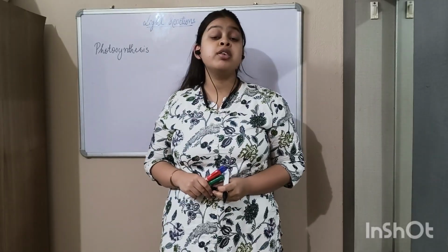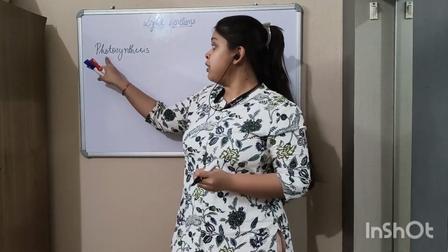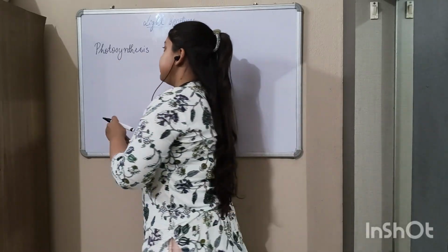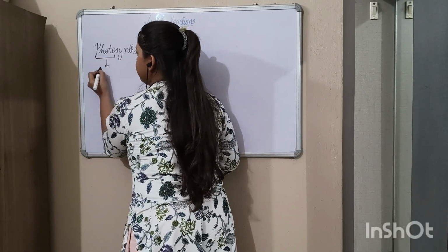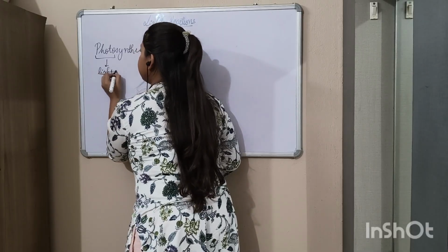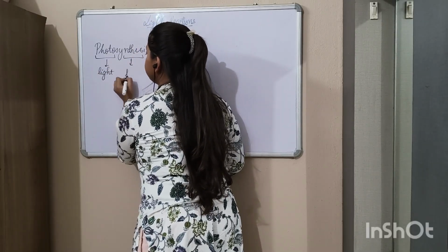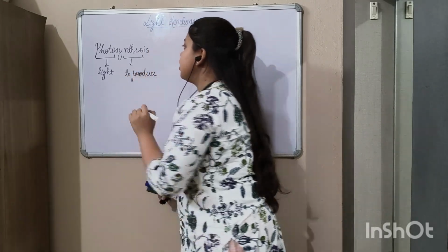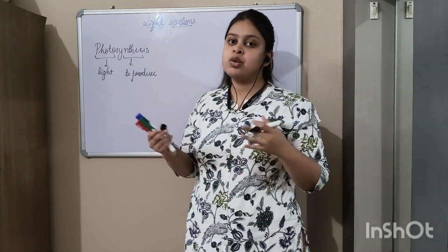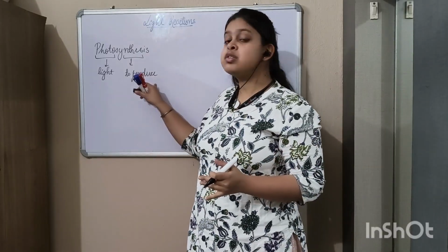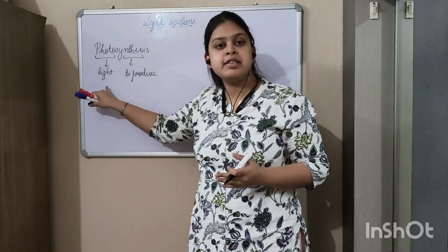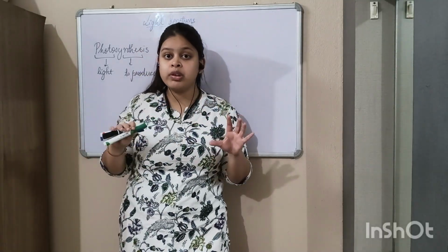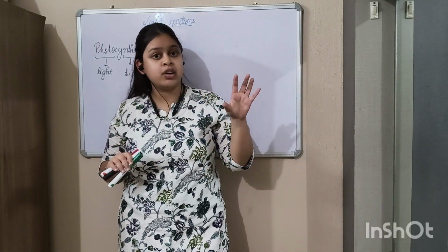So let's start with what is photosynthesis. If we break this word, photosynthesis, it is photo plus synthesis. Photo means light, and synthesis means to produce. So, photosynthesis is a physico-chemical process in which glucose or sugar molecule is formed in the presence of light. The entire photosynthetic procedure is divided into two events, that is light reaction and dark reaction.